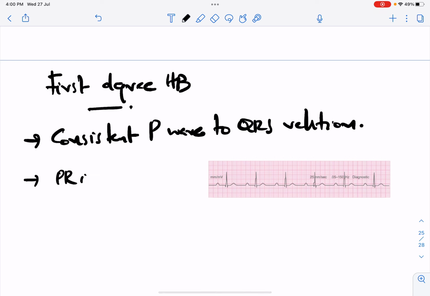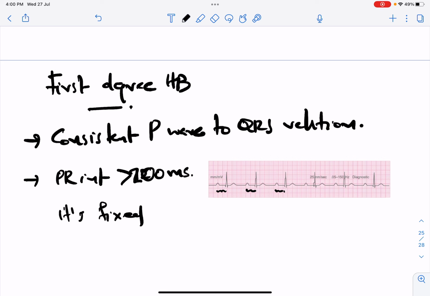PR interval will be more than 200 milliseconds. You can see this is a prolonged PR interval, but it is fixed. It is the same in all waves. Okay, it is fixed. That is first degree heart block.